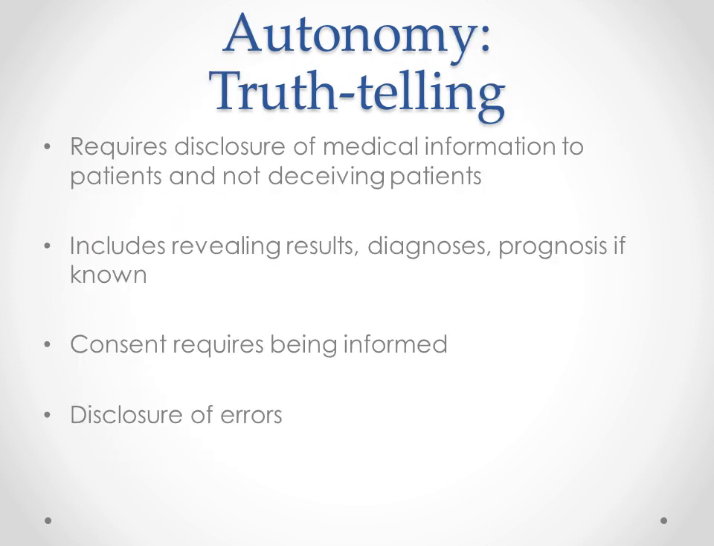Autonomy also requires truth-telling. We must disclose medical information to patients and not deceive them. This includes revealing results, diagnoses, prognosis if known. In particular, this is important in informed consent, which you learned about prior. Being able to give consent requires being fully informed. For that, we need to be truthful in the information we provide to patients so they can best make a decision for themselves. It also requires us to disclose our errors.